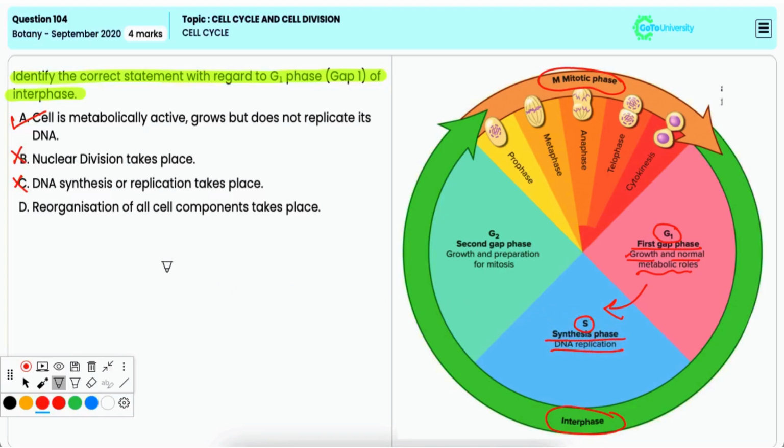Option D, reorganization of cell components takes place. It is also incorrect. The reorganization of cell components happens mainly during the M phase when the cell prepares for division. But G1 is more focused on growth and preparation for DNA synthesis.